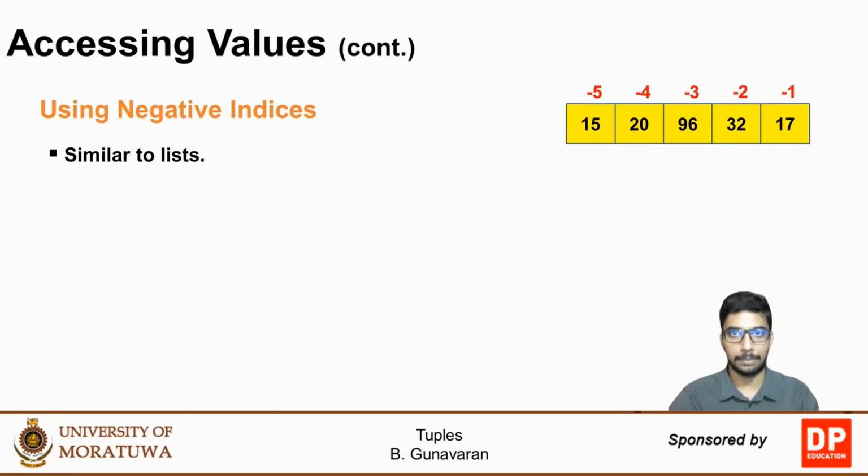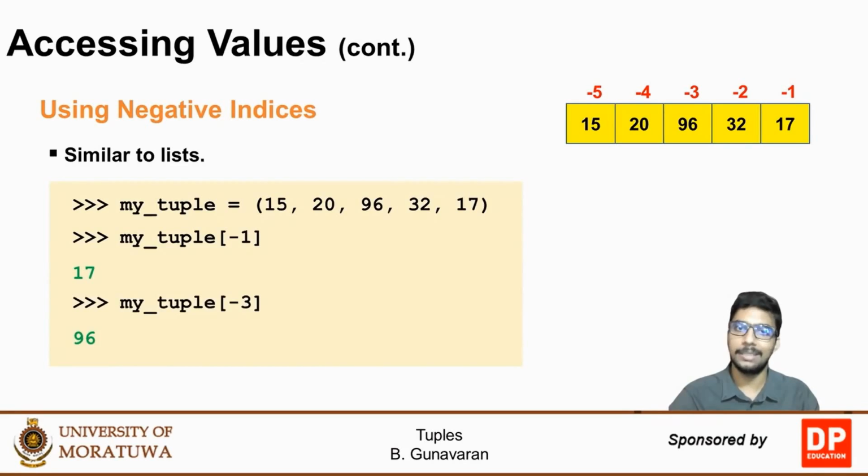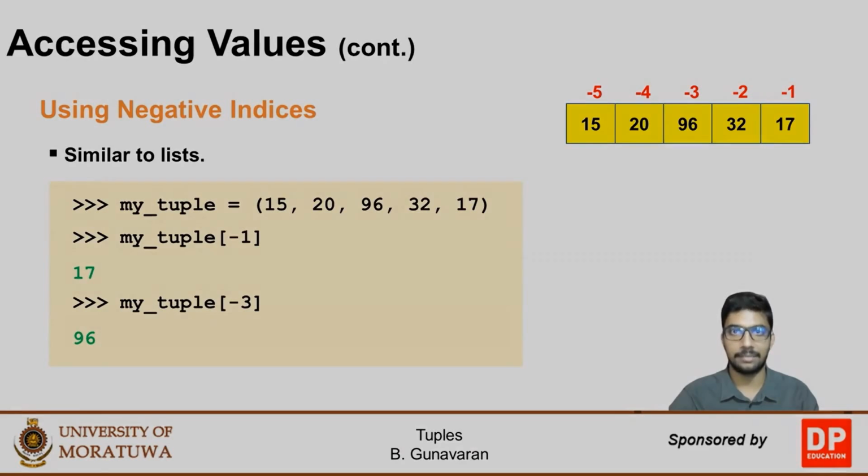Let us look at a sample code. As always, we create the tuple first. Then, when we call my tuple within square brackets -1, we get the last element 17 as the output. Similarly, using -3, we'll return the element at index -3, which is 96.